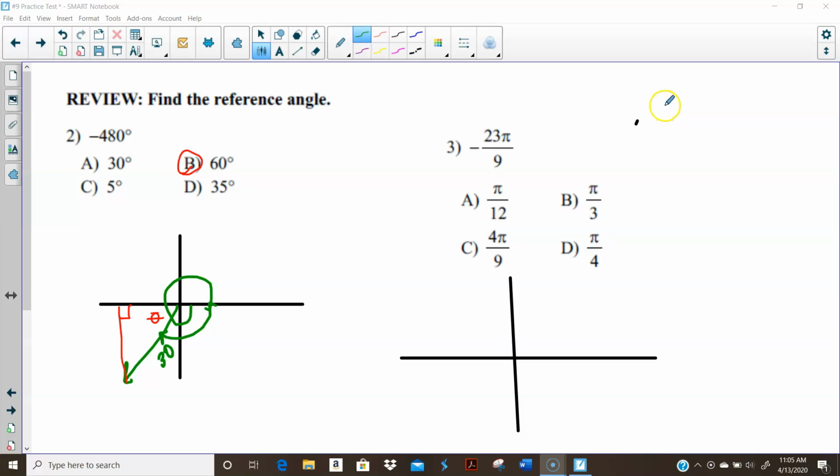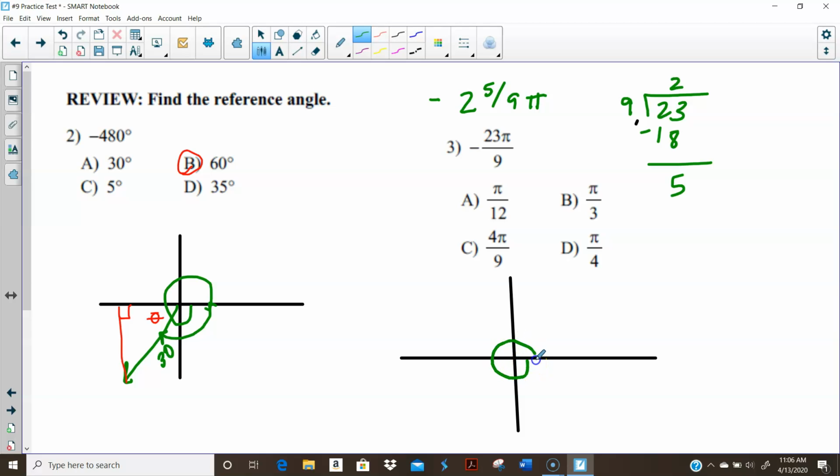What I like to do is take 9 and divide it into 23. 9 goes into 23 twice, which is 18, remainder 5. And so I'm going to rewrite this number as negative 2 and 5/9 pi. So when I graph negative 2 and 5/9 pi, the negative is going to make us go clockwise, and 2 pi is the full circle. Then when we think of 5/9 pi, 5/9 is a little bit bigger than a half.